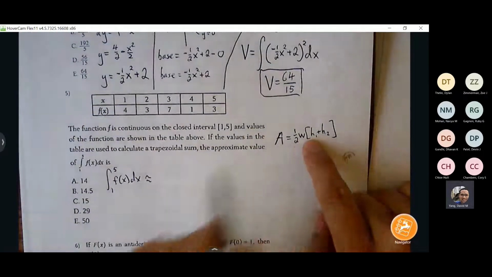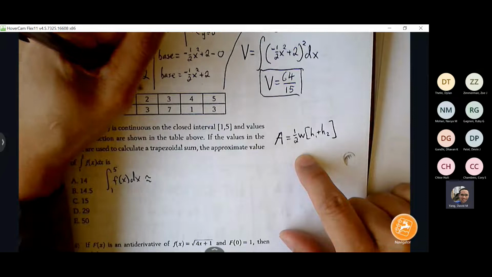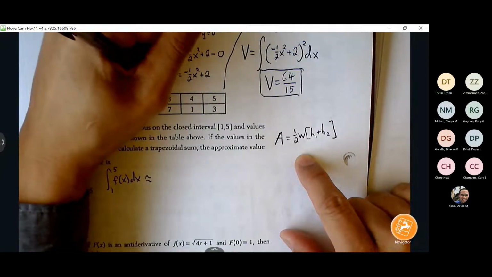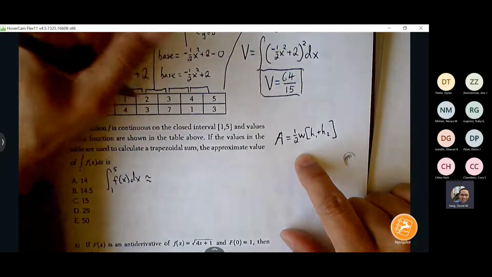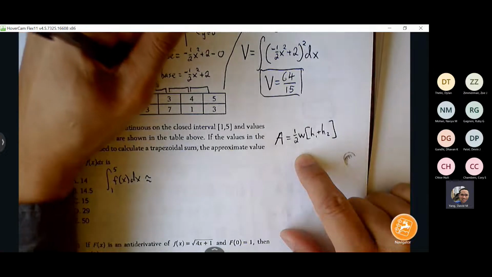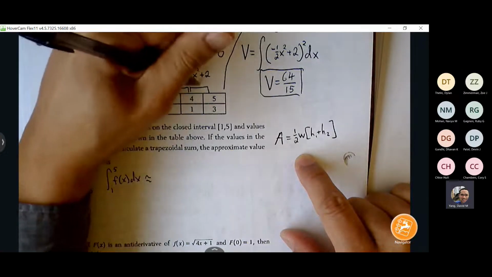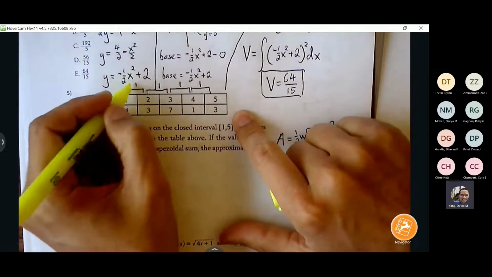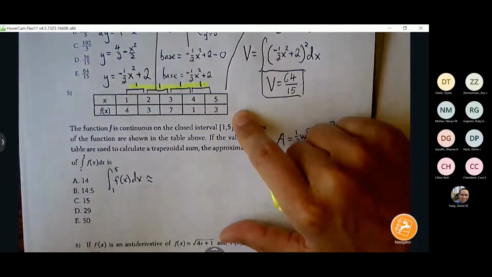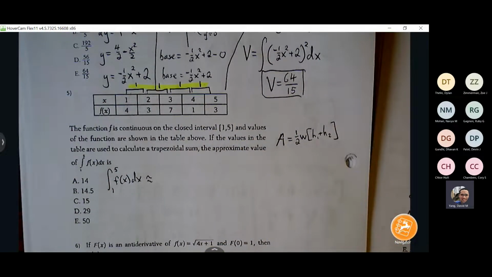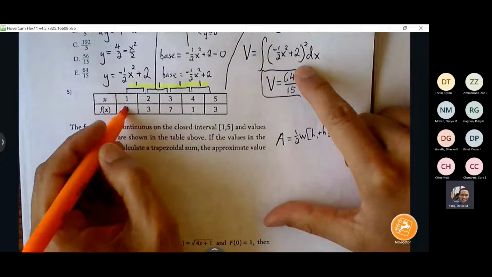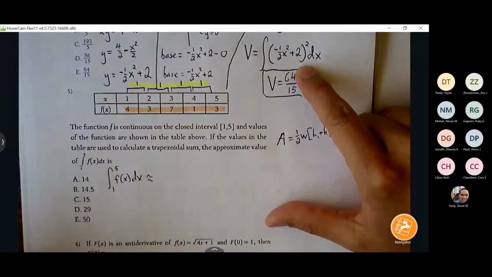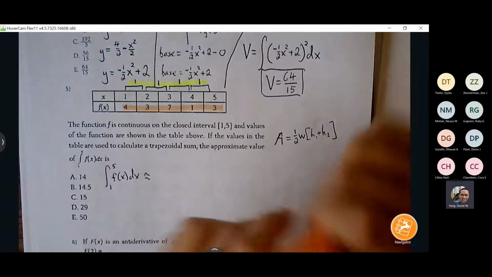Okay, so first, let me identify the value of all the widths. 2 minus 1 is 1, 3 minus 2 is 1, 4 minus 3 is 1, 5 minus 4 is 1. Okay, so once we have that, we know that all the widths are going to come from these values that we just found. Okay, that's the width information, and then the height information is going to come from the f of x. Okay, so those are the numbers that we're pairing together.